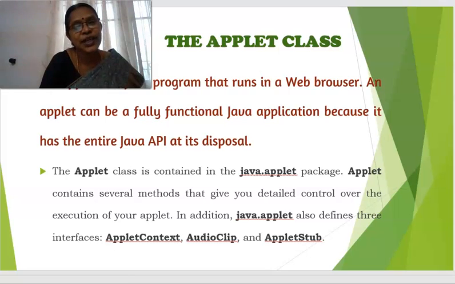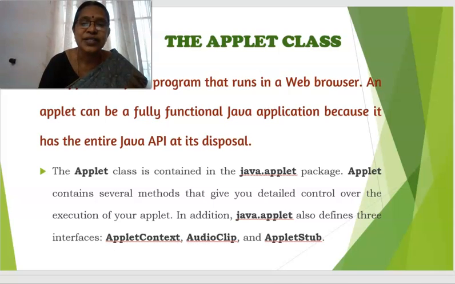So, an applet is nothing but a Java program which runs in a web browser. Applets can be embedded into HTML and are generally used for making dynamic web pages. An applet can be a fully functional Java application because it has the entire Java API at its disposal.